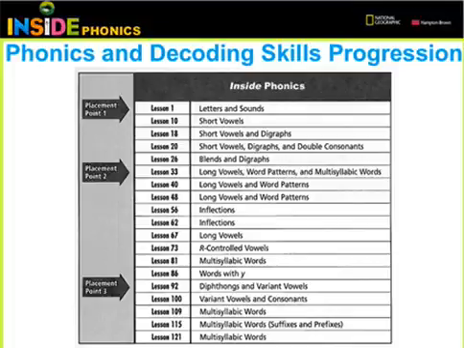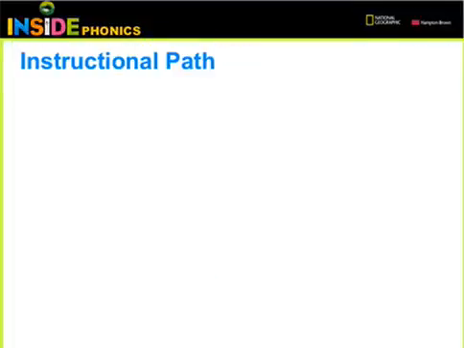Again, if you look at this list, it goes over the flow of the lessons. You can see the scope and the sequence of the skills as they're developed. Placement point 1, we go over letters and sounds, short vowels, get up to blends and digraphs. Then we move into long vowels, getting into word patterns. And then finally we get into the diphthongs and variant vowels and multisyllabic words. So let's talk about the instructional path, which is consistent throughout.